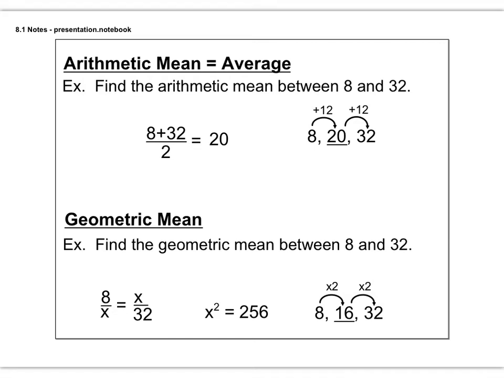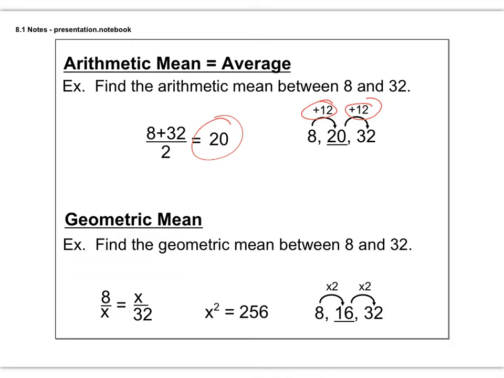So like if I wanted to find the arithmetic mean between 8 and 32, I would add them together, divide by 2, and get 20. Just like you see here. And you can see the difference between 8 and 20 is 12, and between 20 and 32 is also 12. Well, the geometric mean is a little different.